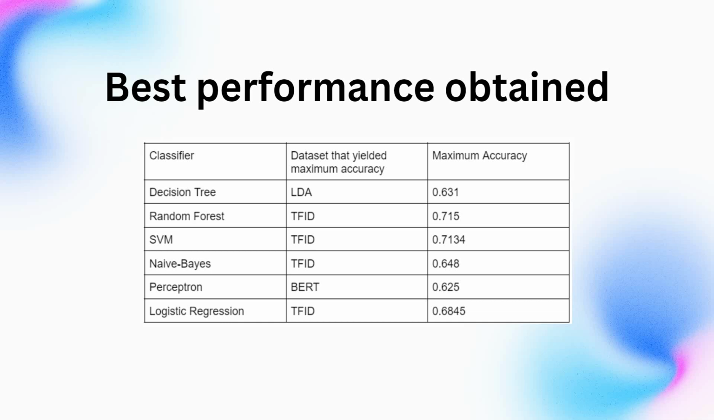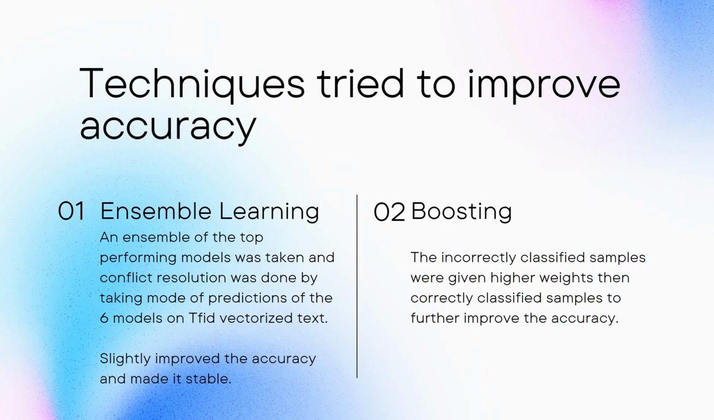We can see that TF-IDF generated the maximum accuracy in 4 out of 6 classifiers. LDA performed the best for decision trees, and the BERT tokenized dataset performed the best for perceptron. The highest accuracy was 71.5% obtained using the TF-IDF tokenized dataset.